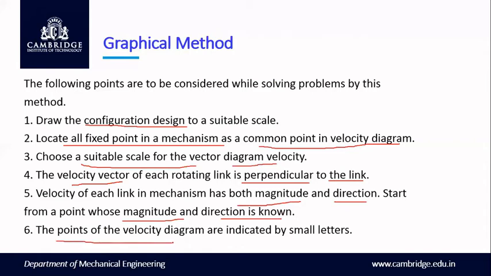Points on the velocity diagram are indicated by small letters, whereas the points on the configuration diagram are indicated by capital letters. These are some points to be remembered during the graphical method approach.